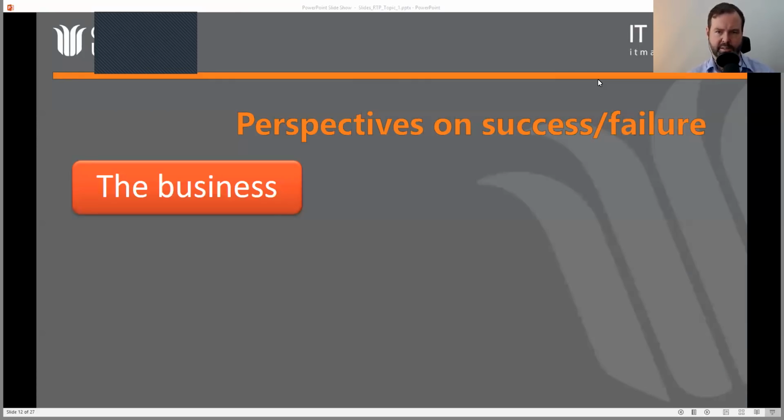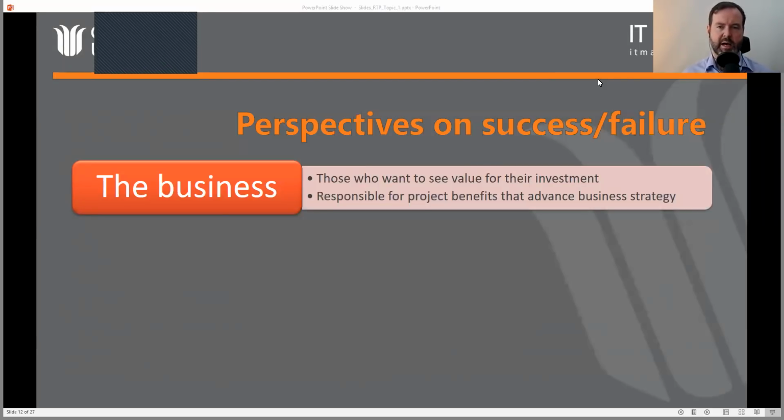Now, let's look at it from the business point of view first of all. The business is the executive level. These are the people who are generally responsible for ensuring that projects achieve outcomes that meet the strategic goals of the business. So they want to see value for the money invested in project work. They're responsible for the benefits, fulfilling a strategy overall. That's one perspective. Now, if the project itself has all sorts of challenges and woes, if it's absolute misery for the people in it, but it's still going to help the strategy, the business may say, look, no, just carry on. It's going well. We like it.